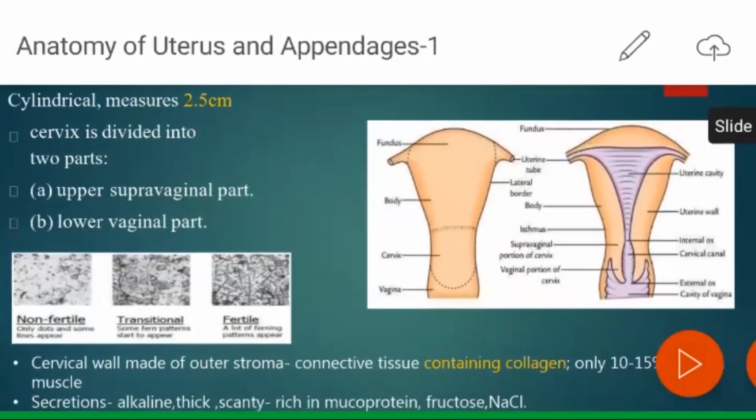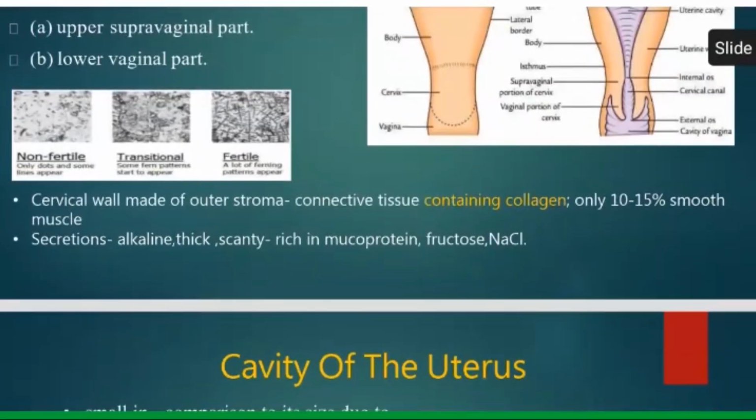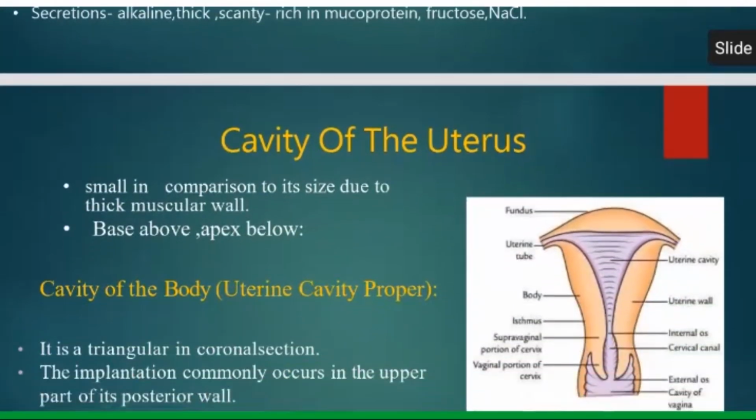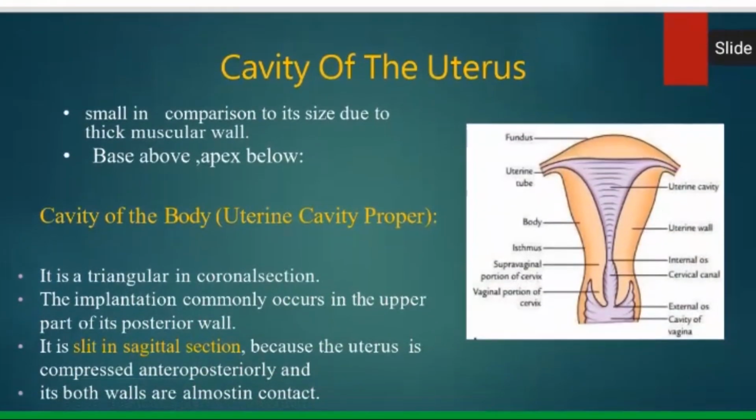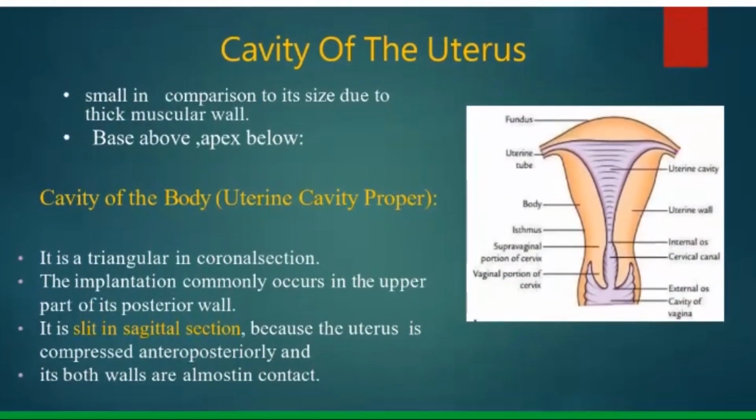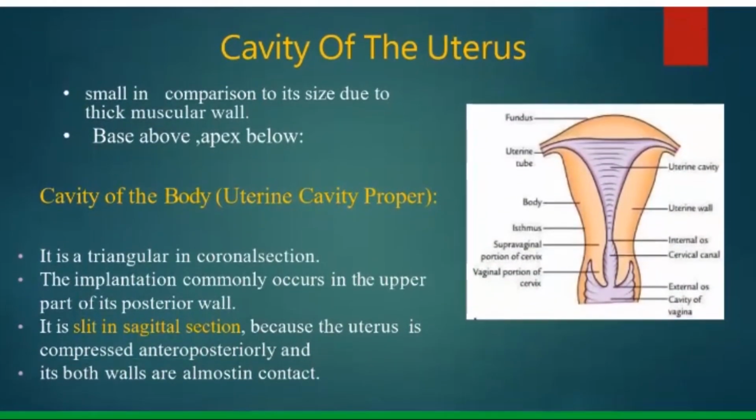Like the uterus was a muscular structure, the cervix contains only 10 to 15% smooth muscle, and the rest is a structure containing collagen. Now, the cavity of the uterus. As we discussed in the introduction also, it is small in comparison to its size due to the thick muscular wall. Base is above and apex is below.